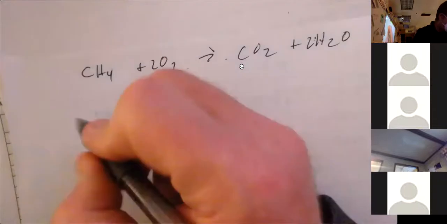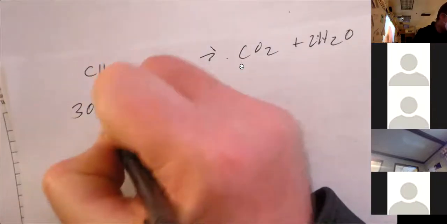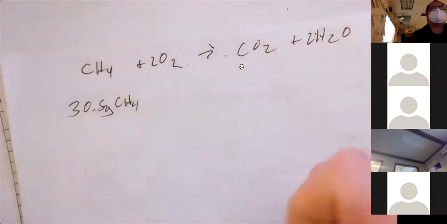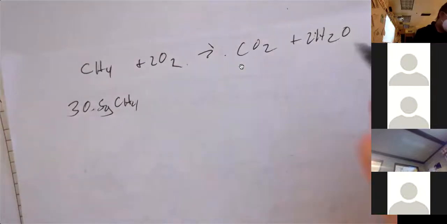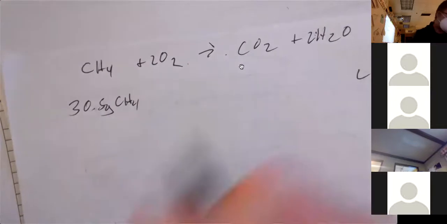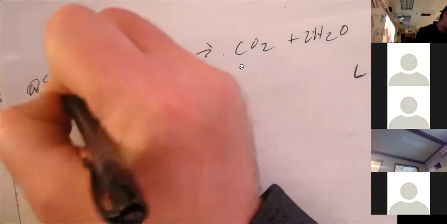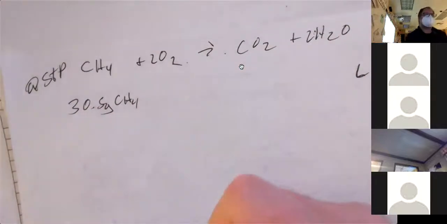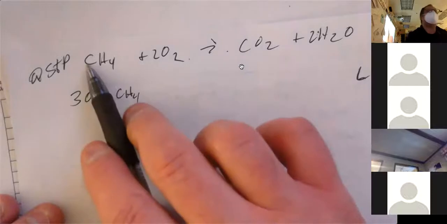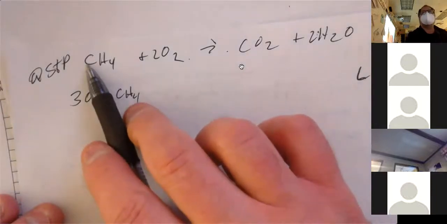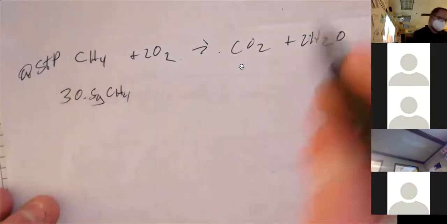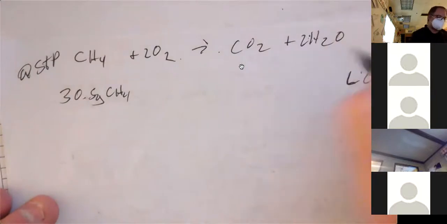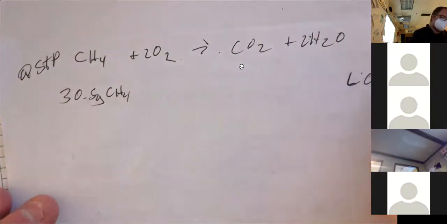Let's say we have 30.5 grams of CH4, methane. I want to figure out how many liters of oxygen I can get. And all of this is going to occur at STP. So by using this balanced equation, we know for every 1 mole of CH4, let's do this. Let's find out how much CO2. No, let's do oxygen. How many liters of oxygen needed to react?